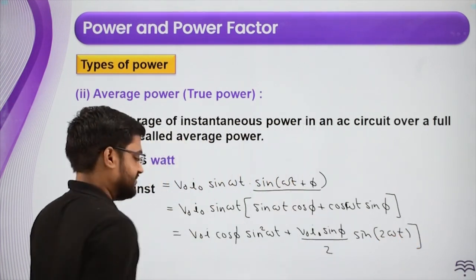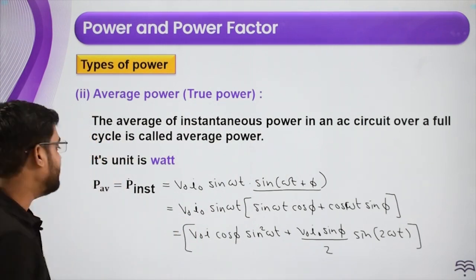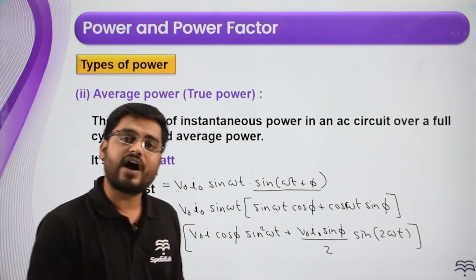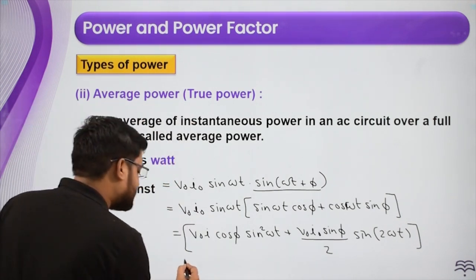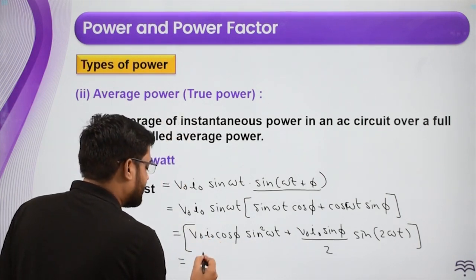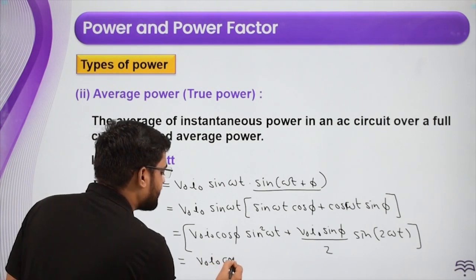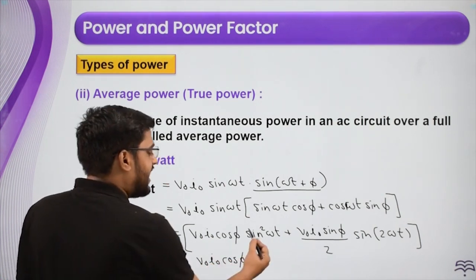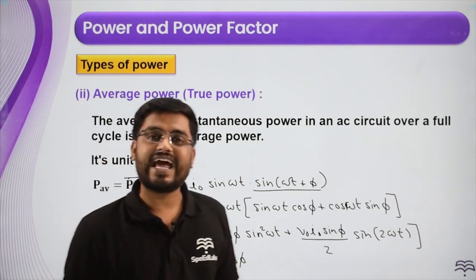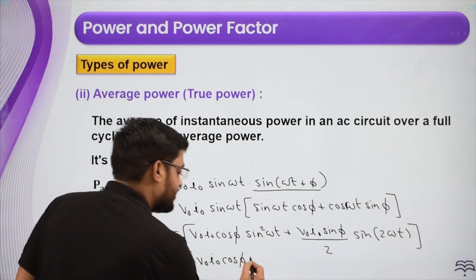Now get the average. Okay, so get the average of instantaneous power. We have already discussed how to do the average. So when we average this term, these are constant, V naught I naught cos phi, so they will remain as it is. And the average of this sine square omega t, this is a sine square function, and the average for a sine square function for the whole period is half.